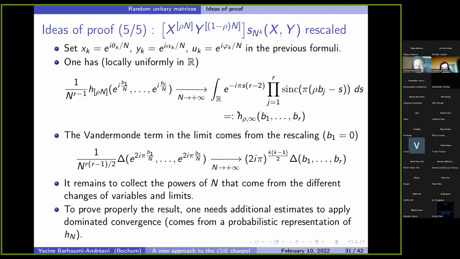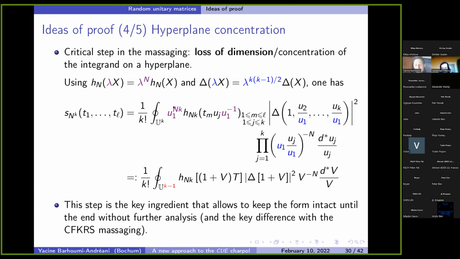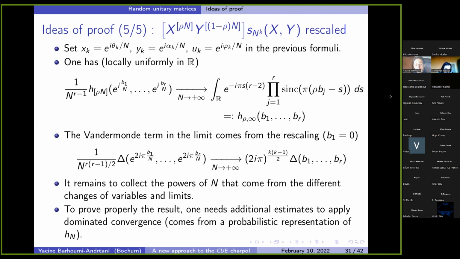So this is the famous h rho. The Vandermonde coefficient you can rescale. And then you have an extra term that becomes 1. So you have this term, power n, but you have divided by n, so it's of order 1. So what you do then is to collect the powers of n to have the right power. And to prove the result, you need some estimates of dominated convergence, etc. So this can be done.